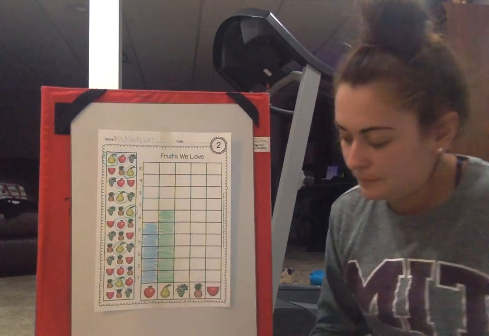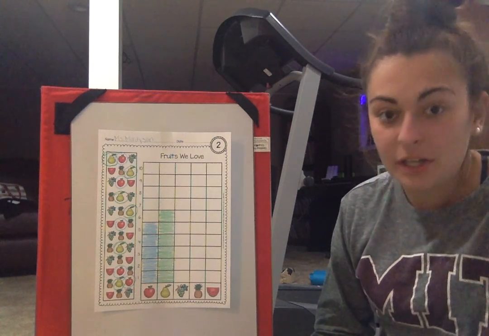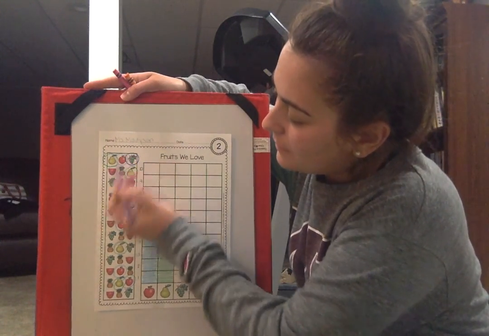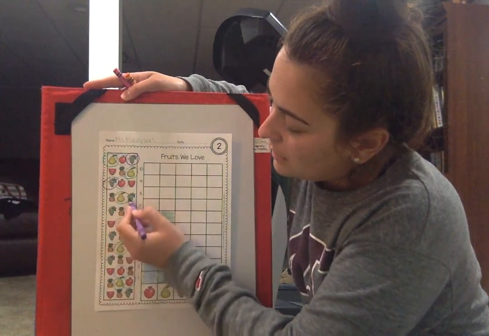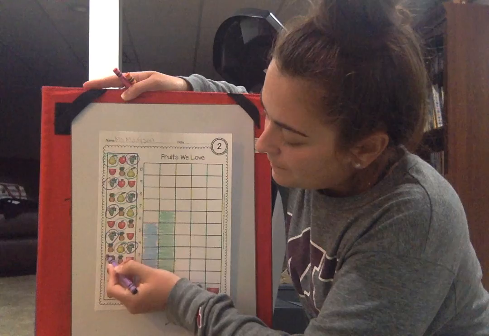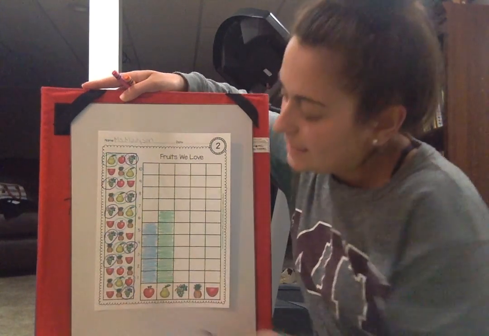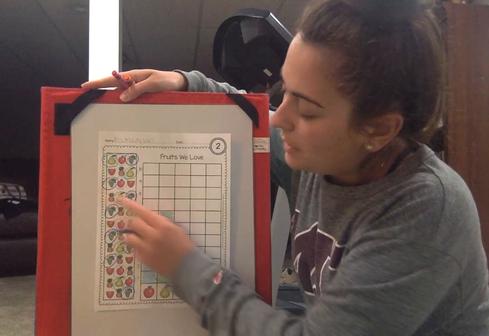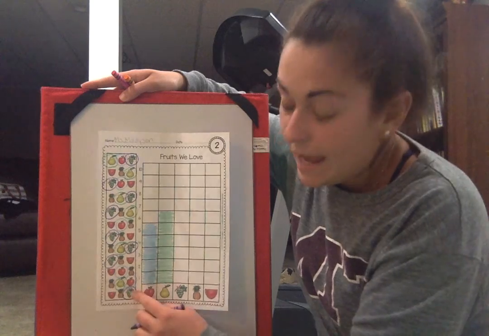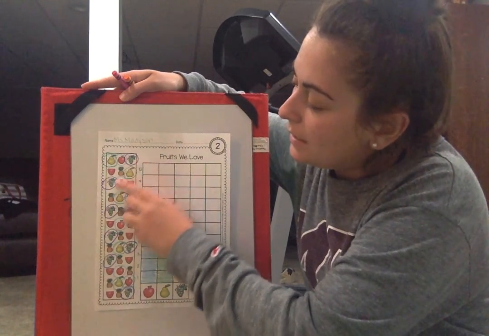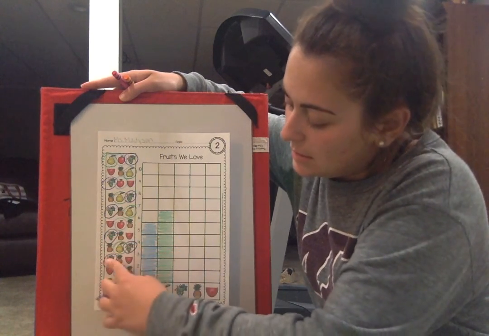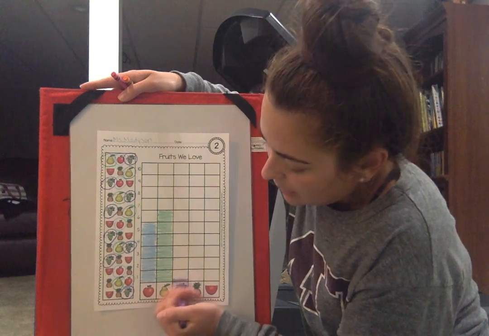So what is our next fruit? Good, those are grapes. So let's circle the grapes. See one here. Great, and let's count them. 1, 2, 3, 4, 5, 6, 7, 8. Let's count them again to make sure. 1, 2, 3, 4, 5, 6, 7, 8. So we're going to color in 8 squares.